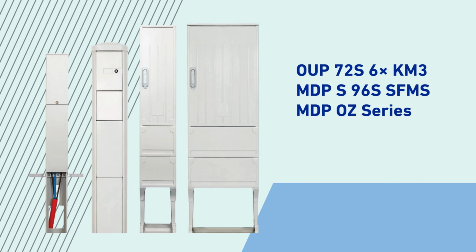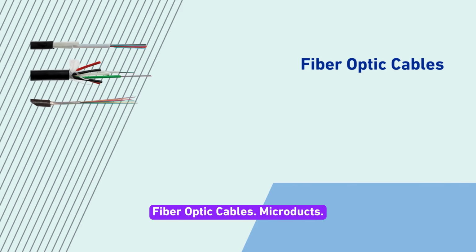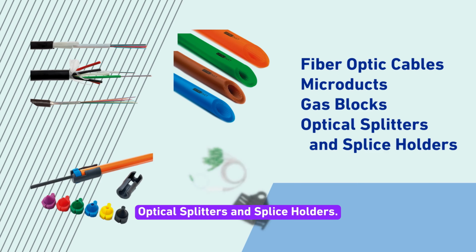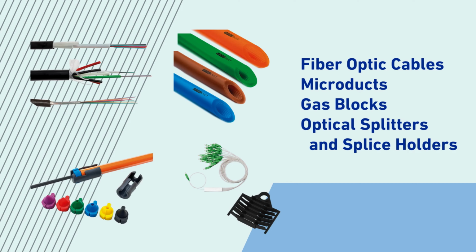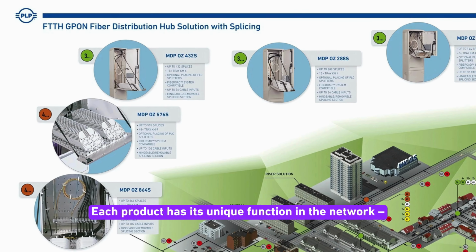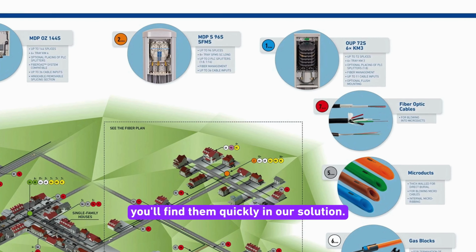Fiber distribution hubs. Fiber optic boxes. Fiber optic cables. Microducts. Gas blocks. Optical splitters and splice holders. Each product has its unique function in the network, and thanks to the labels and color codes, you'll find them quickly in our solution.